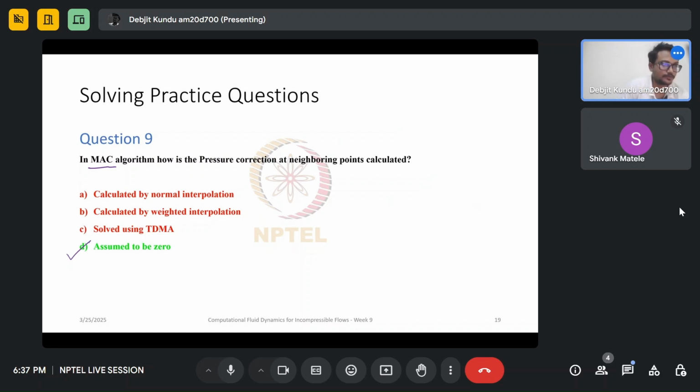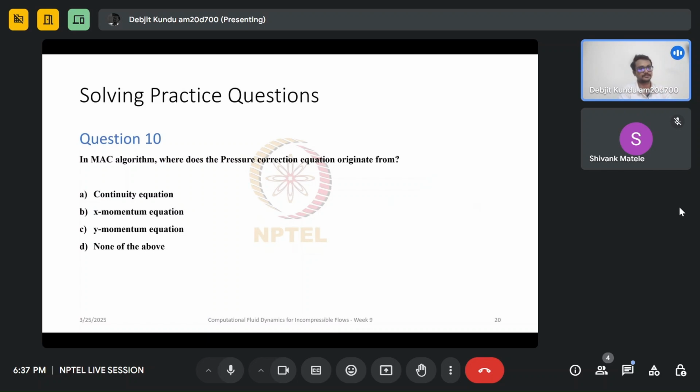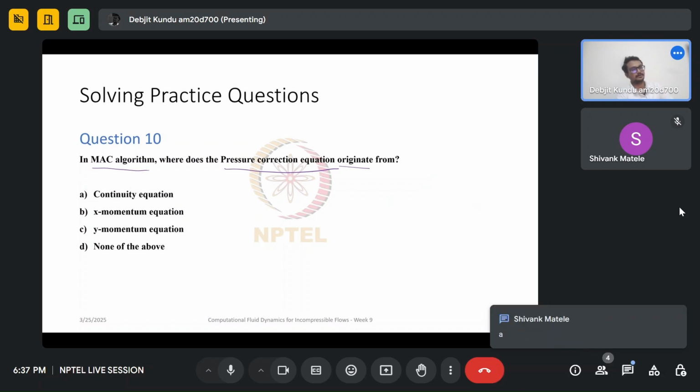So moving on, we move on to the last question of today's session, which is asking us that in the marker and cell algorithm, the MAC algorithm, where does the pressure correction equation originate from? Is it option A, the continuity equation? Is it option B, the x momentum equation? Is it option C, the y momentum equation? Or is it option D, none of the above?